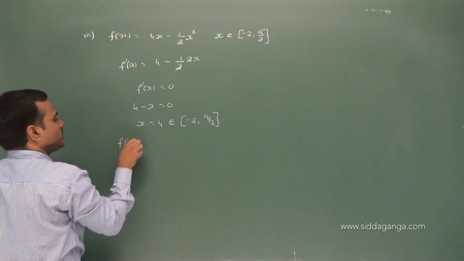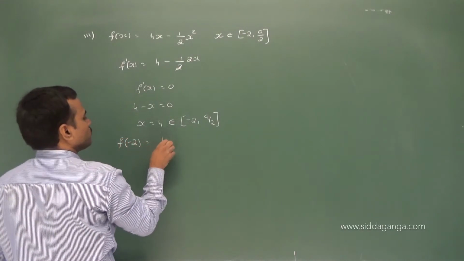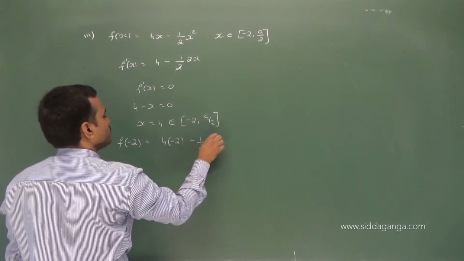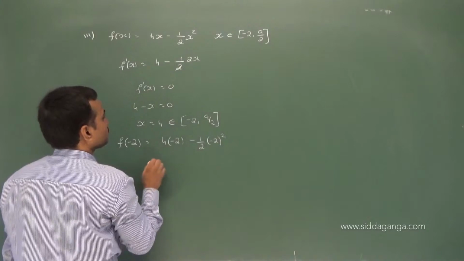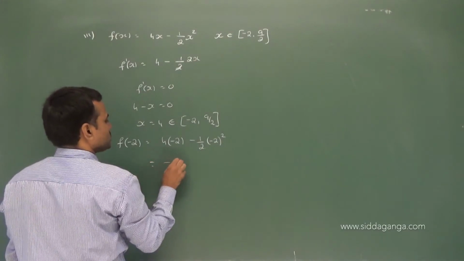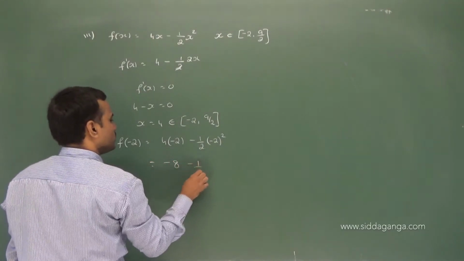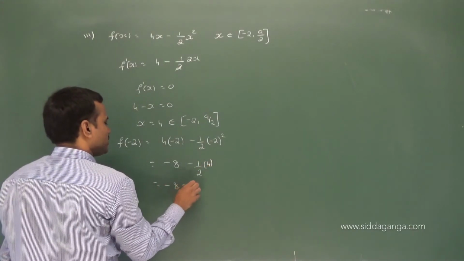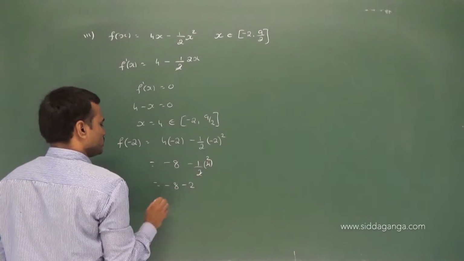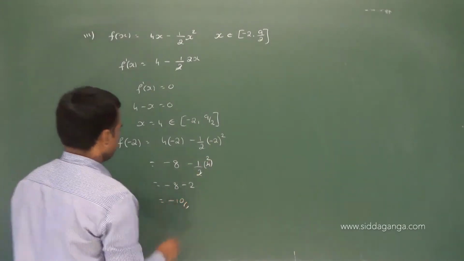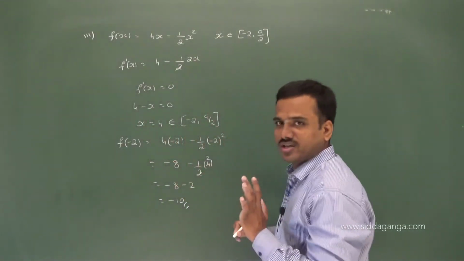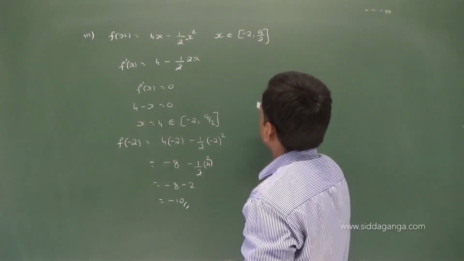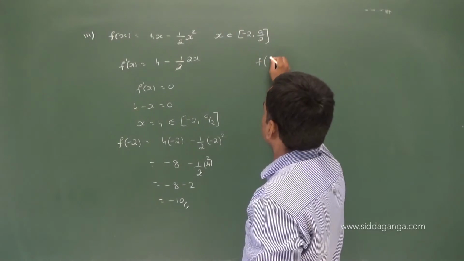f of minus 2: 4 into minus 2, minus 1 by 2 into minus 2 whole square. Correct now? Minus 8, minus 1 by 2 into plus 4, minus 8 minus 2, minus 10. Carefully you calculate. You also calculate very carefully. Okay, then I calculate f of 9 by 2.